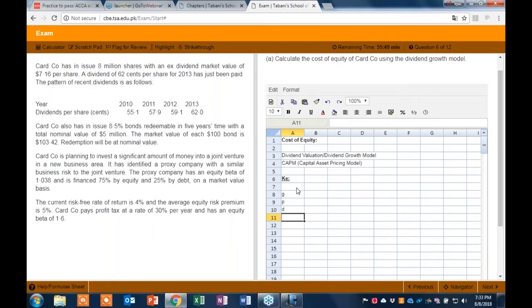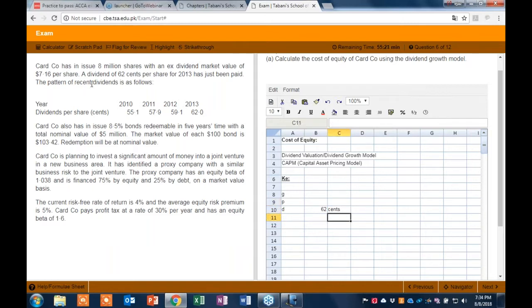First of all, let's see if we have the dividend for the current year. A dividend of 62 cents per share for 2013 has just been paid. So we've got the current dividend, which is 62 cents. It's totally up to us whether we write the dividend in cents or in dollars, so let me write it in cents at the moment. So dividend 62 cents.